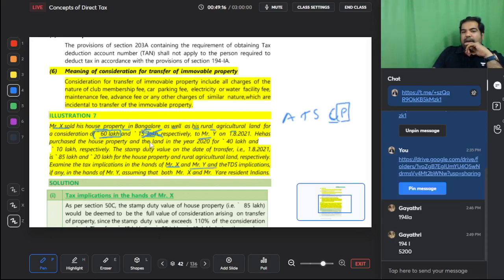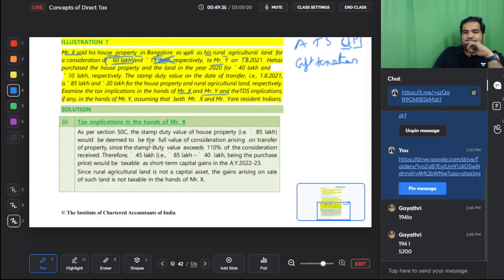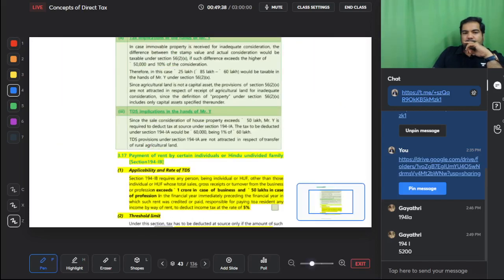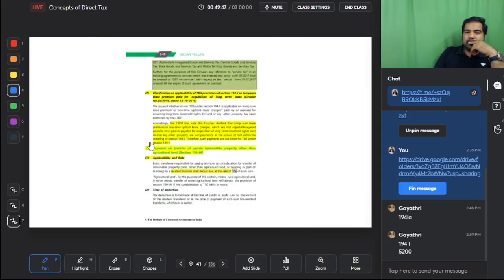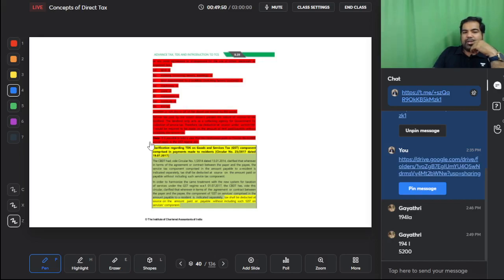And guys, from Mr. Y, TDS implications will be there. In case of Mr. Y, I'm only looking at Mr. Y's TDS implication. In case of Mr. Y, there is also gift taxation because he's got something for inadequate consideration. But we are only looking at TDS implications of 60 lakh at the rate of 1% will have to be deducted and paid. Here we go. Since the sale consideration exceeds 50 lakh, Mr. Y is required to deduct TDS at the rate of 1% of 60 lakhs. But a good question nonetheless to answer.